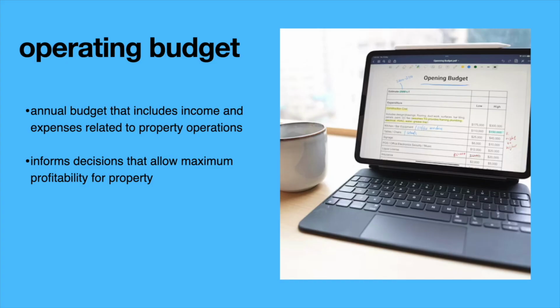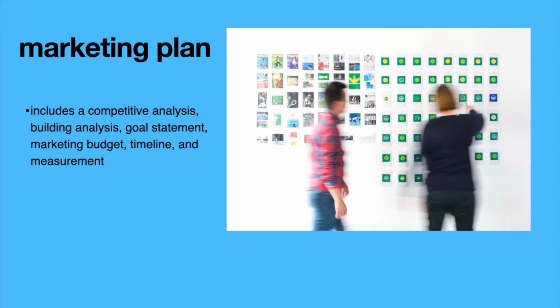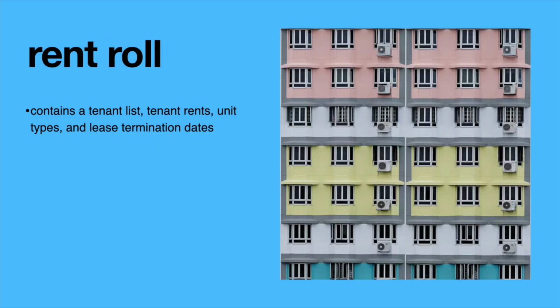An operating budget is an annual budget that includes income and expenses related to the property operations. It informs decisions that allow maximum profitability for the property. A marketing plan includes a competitive analysis, building analysis, goal statement, marketing budget, timeline, and measurement. A rent roll contains a tenant list, tenant rents, unit types, and lease termination dates.